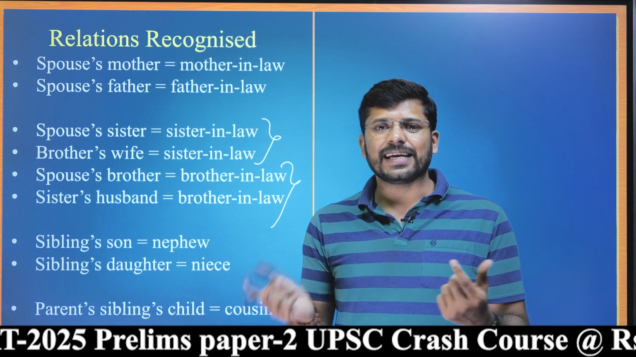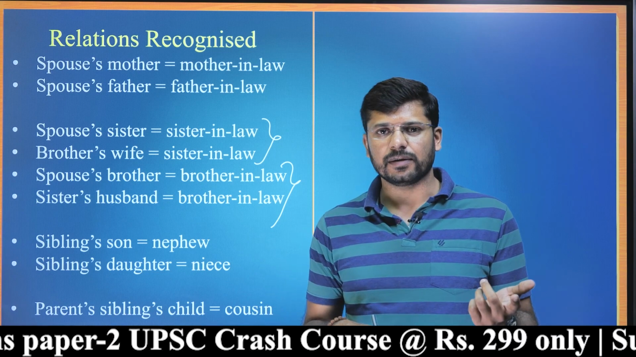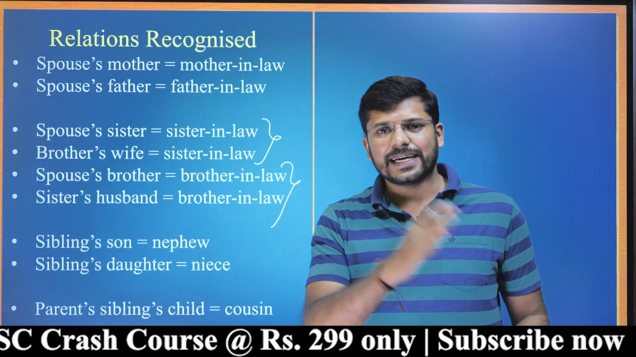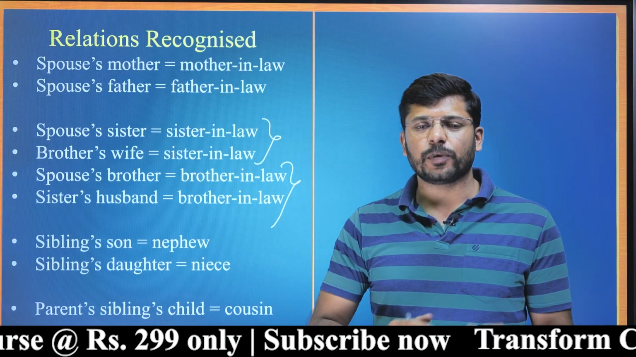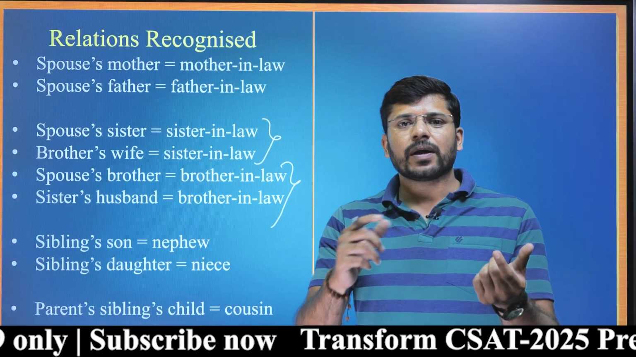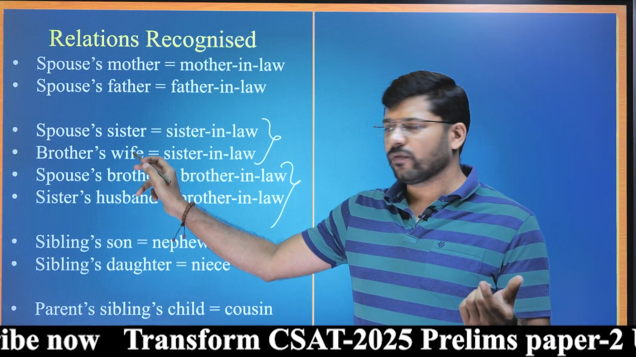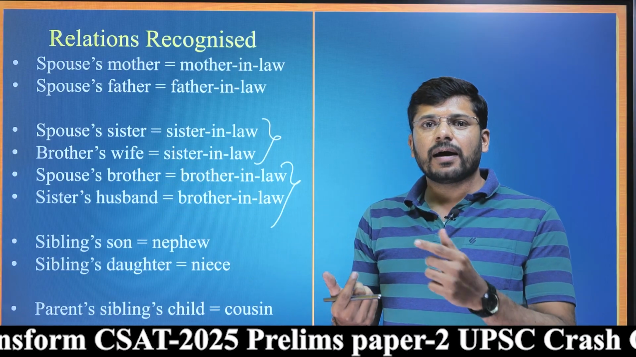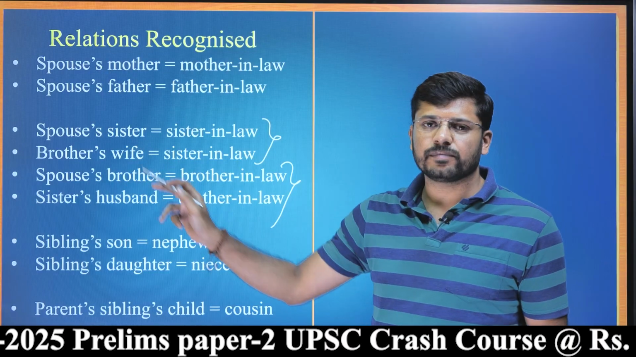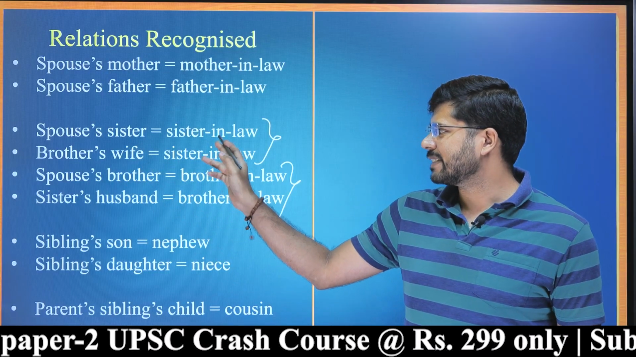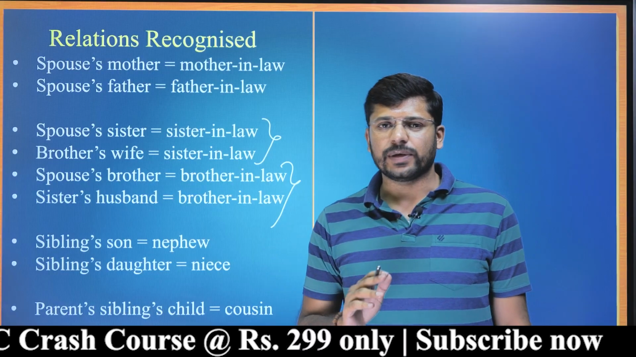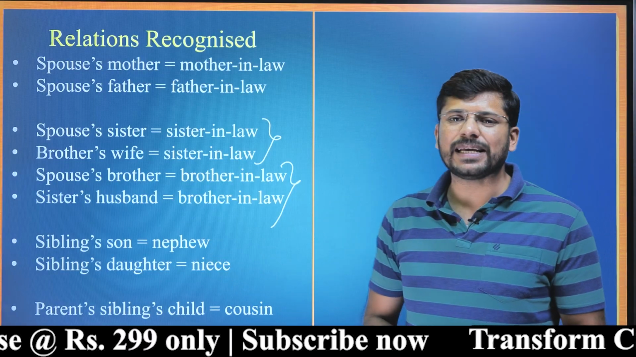X and Y are siblings. X is sister, Y is brother, and Y's wife is Z. Now Z and X are sister-in-laws to each other. For X, Z is the sister-in-law. For Z, X is the sister-in-law. Because for X, Z is her brother's wife, and for Z, X is her spouse's sister. That is how this relationship works. Sister-in-law and brother-in-law work both ways. Then sibling's son is called nephew.